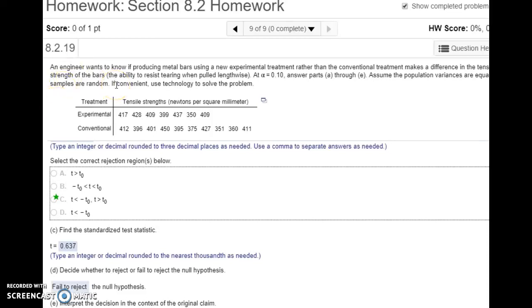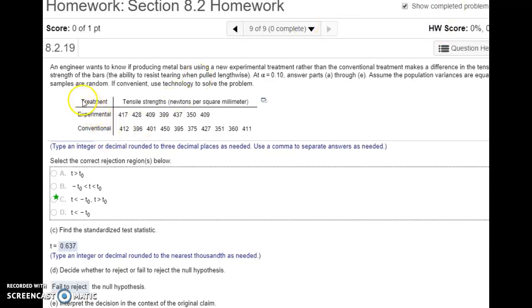So in this hypothesis test, an engineer wants to know if producing metal bars using a new treatment rather than the conventional treatment makes a difference in the strength of the bars. So this is a common way where you would want to use a hypothesis test. We introduce something new and we want to see if it's actually different than our old method of doing things.